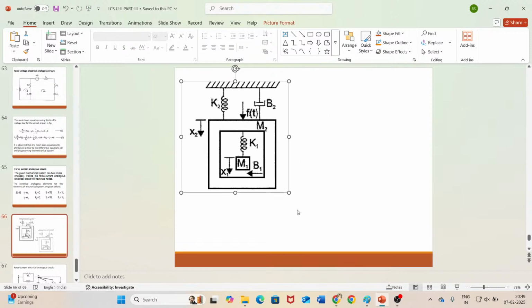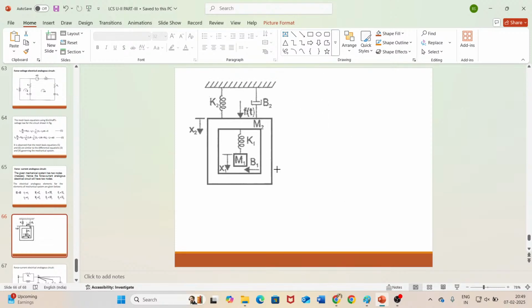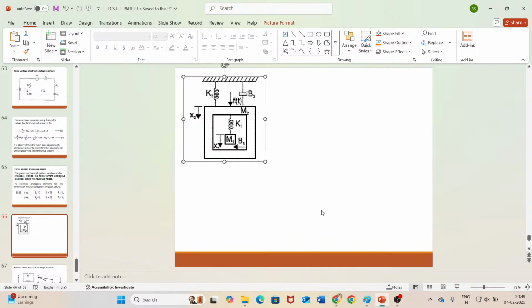So this is the given mechanical system. Now we have to draw the force-current analogous circuit. How many masses are there in this system? There are two masses, m1 and m2. So how many nodes will be there? You just mention in the chat box. If you mention in the chat box, I will come to know that you are following the class. Two masses means there will be 2 nodes.